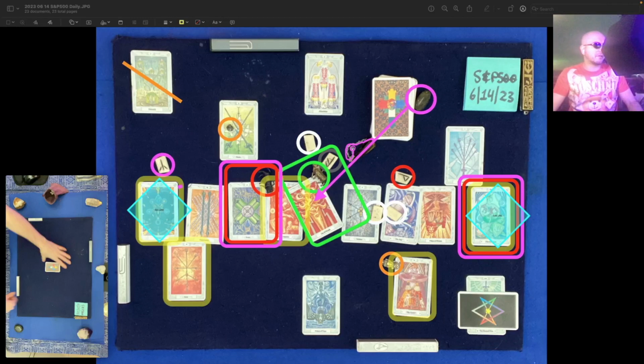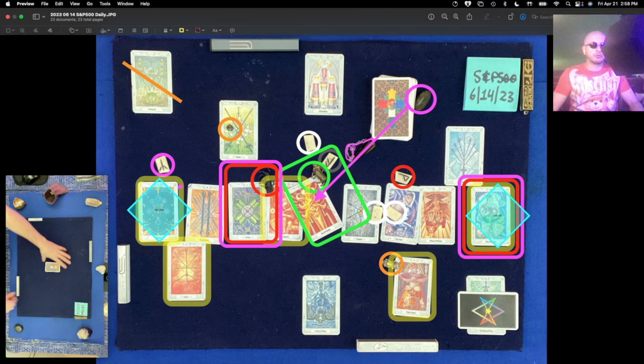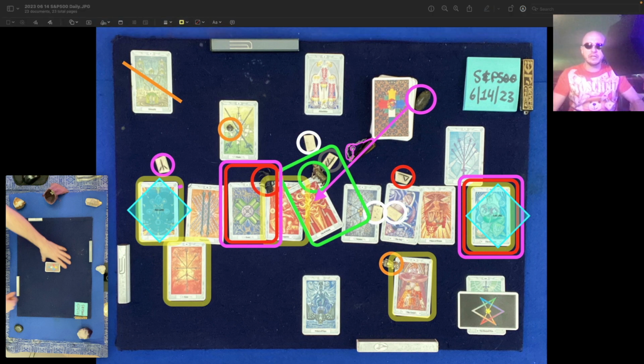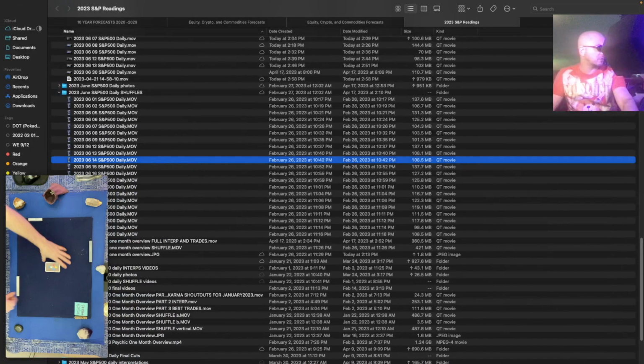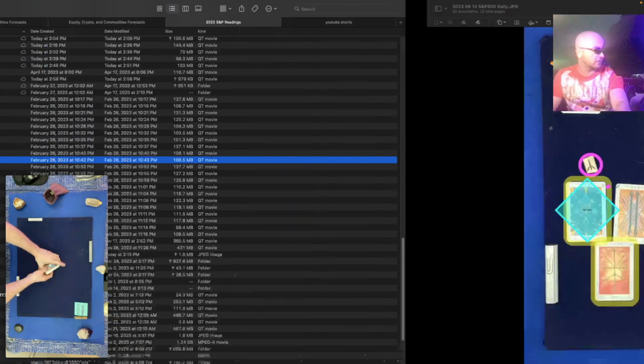This is the S&P 500 one-day reading for June 14th, 2023. It's currently April 21st, 2023, 2:58 p.m. Eastern Time. The shuffle file we're about to play was created on February 26, 2023 at 10:42 p.m. Eastern Time. That's this file right here.